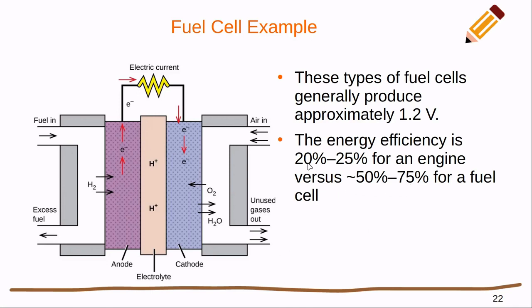If I tried to do this exact same thing by pumping hydrogen into a generator, I'm at best going to get 20-25% of the energy of this reaction out of it in electrical current, electricity. If I use a fuel cell, I'm able to get to 50 to 75% efficiency here. So the majority of the energy that's liberated by this reaction, I can actually convert over to electricity.